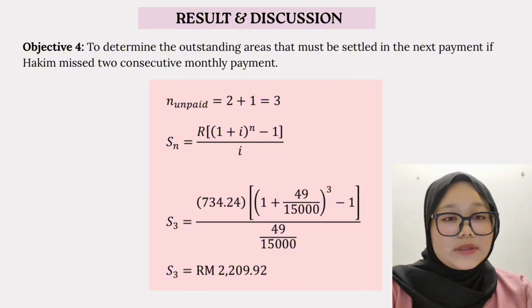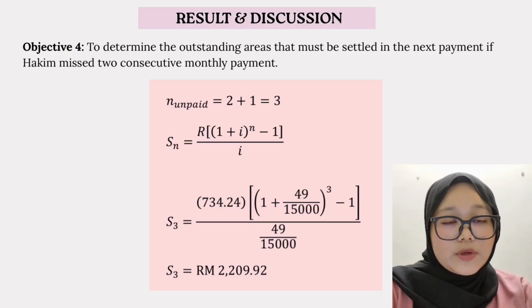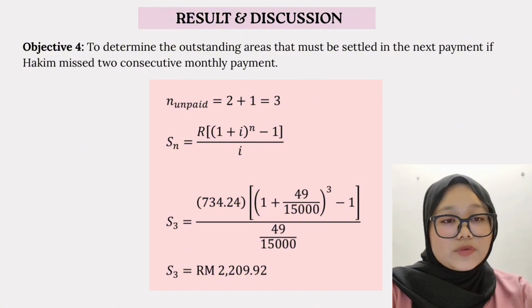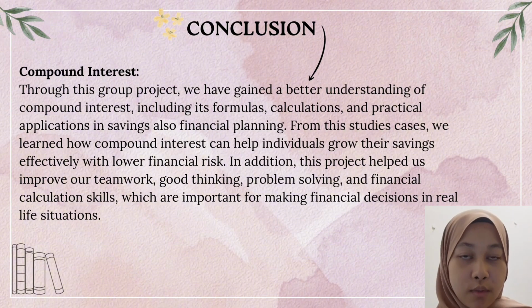RM1,461.32. The last objective is to determine the outstanding arrears that must be settled in the next payment if Hakim misses 2 consecutive monthly payments. First, we need to find n unpaid, which is 2 plus 1 equals 3. For this calculation, we use the formula S n equals R multiplied by (1 plus i) to the power of n minus 1, divided by i. So S3 equals RM734.24 multiplied by (1 plus 49 over 15,000) to the power of 3 minus 1, divided by 49 over 15,000. So S equals RM2,209.92.